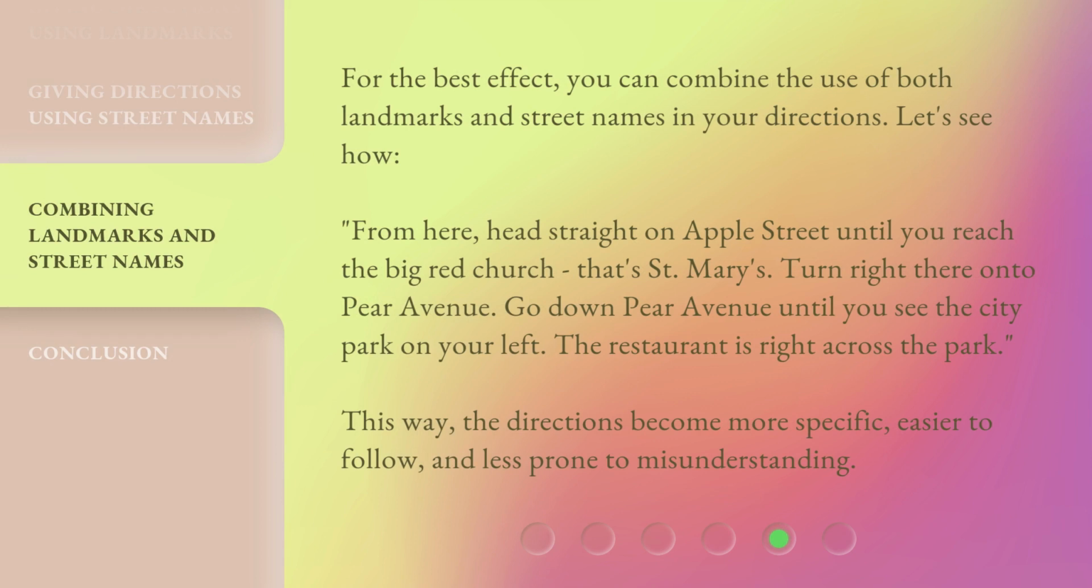For the best effect, you can combine the use of both landmarks and street names in your directions. Let's see how. From here, head straight on Apple Street until you reach the big red church. That's St. Mary's. Turn right there onto Pear Avenue. Go down Pear Avenue until you see the city park on your left. The restaurant is right across the park. This way, the directions become more specific, easier to follow, and less prone to misunderstanding.